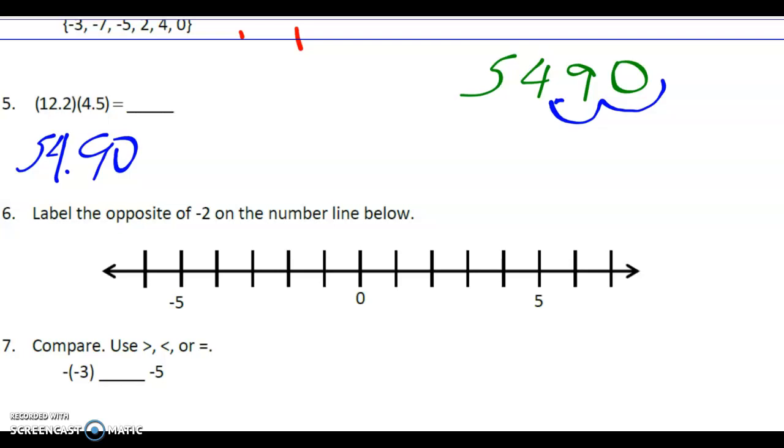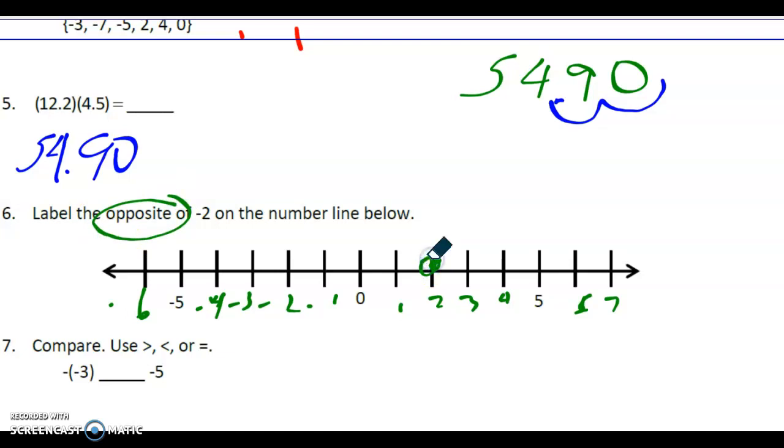Number 6, label the opposite of -2 on the number line. Again, I suggest that you fill in the number line first. So this is +1, 2, 3, 4. We have 5 already, 6, and 7. To the left of 0 would be -1, -2, -3, -4, -5, and -6. The opposite of -2 would be +2. So for this problem, you should have had +2 on the number line.